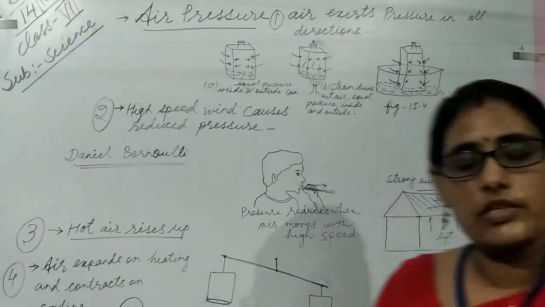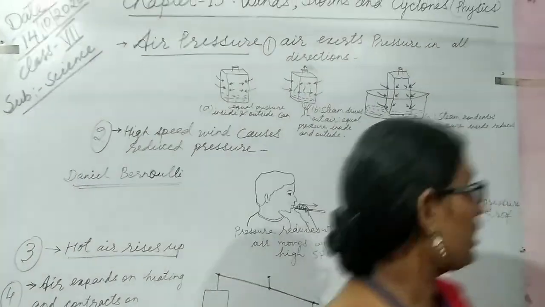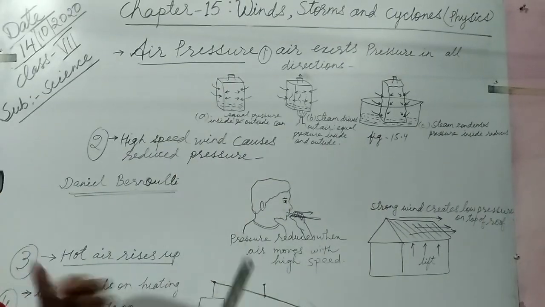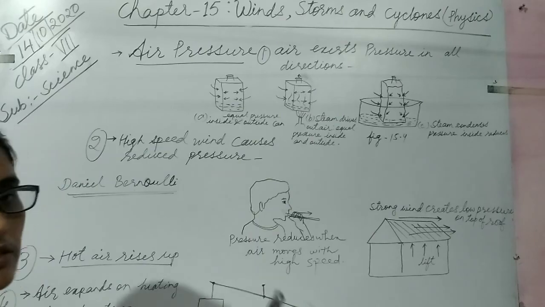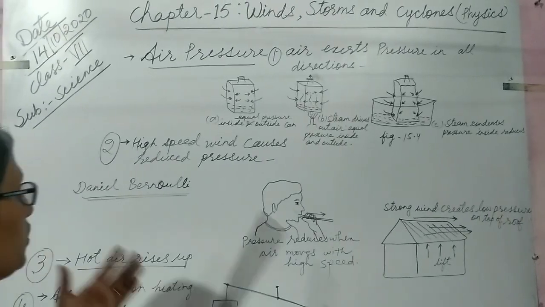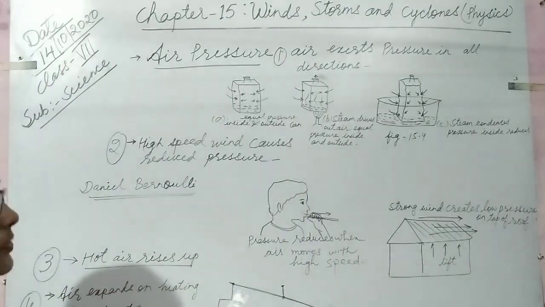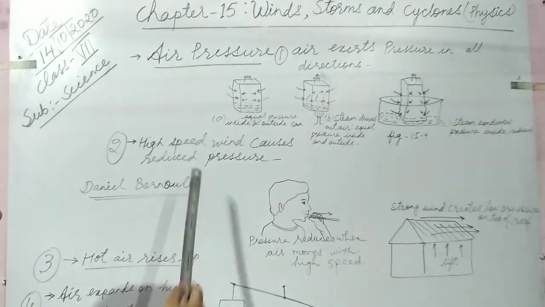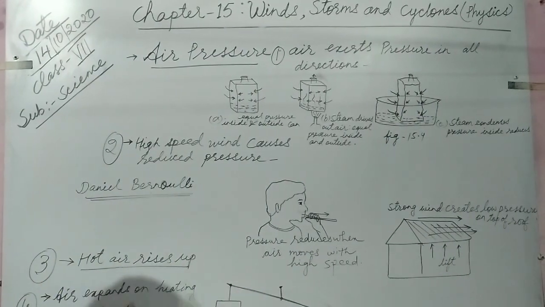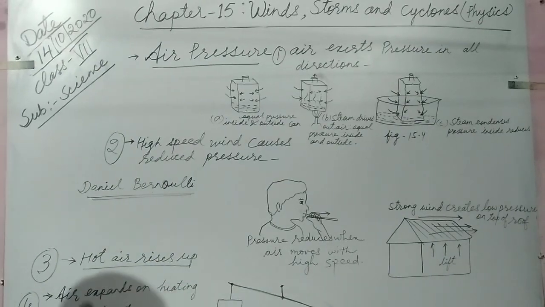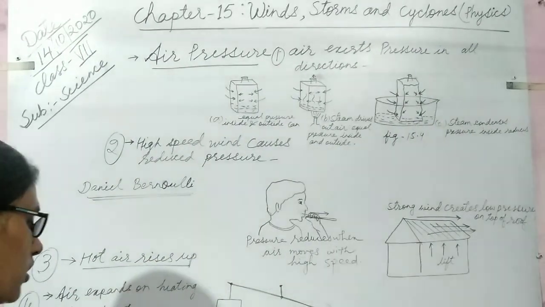Now this way, students, today I have discussed air pressure, and that air exerts pressure in all directions, with the help of an activity. Today I have discussed Bernoulli's principle, that high speed wind causes reduced air pressure. We discussed that hot air rises upward and air expands on heating and contracts on cooling.